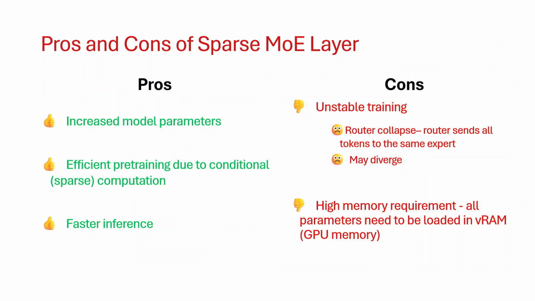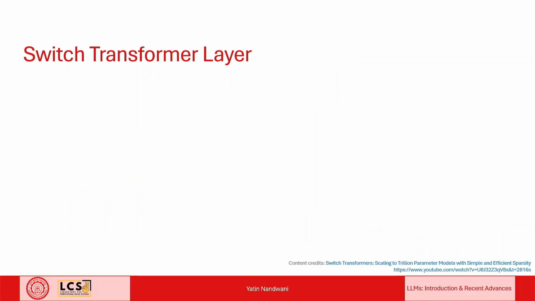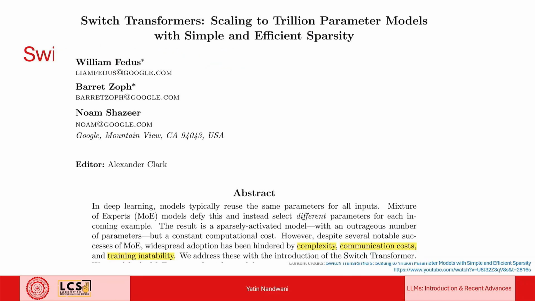Okay, so yeah, unstable training is the first issue that we will need to handle, and that is what we will discuss primarily today. And then there is high memory requirement, which we can't avoid, right? So let us start with our discussion on the switch transformer layer. This switch transformer layer was again by Google Brain, and in their abstract they highlight 3 issues that they are trying to address.